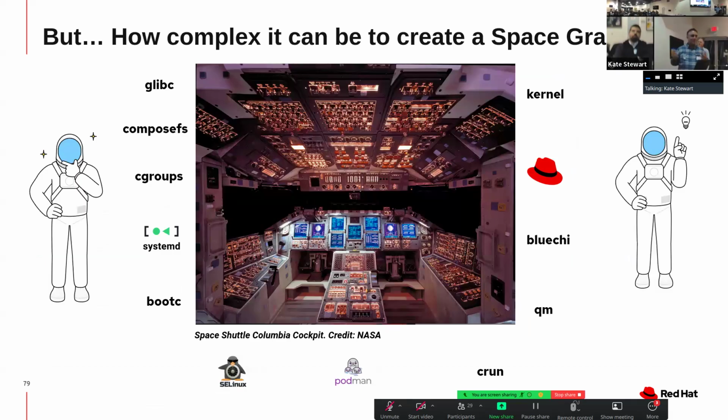So how would it look to have a space-grade Linux, as Michael showed us here yesterday? We believe that, as we speak about containers, we can also use this experience and the image and OS that we are creating as a base. So we can still use QM, Bluetooth, kernel, all those components that we are using as base.